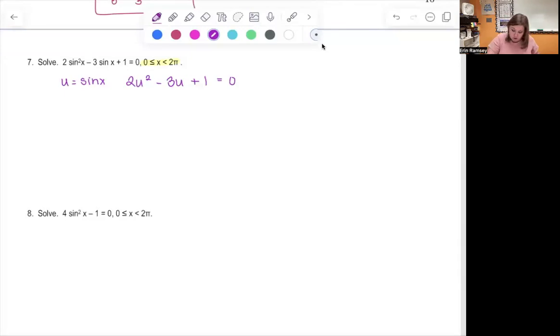So this one is also factorable. I'm going to get 2u and u. And then these both have to be either both positive 1 or both negative 1, because again, I'm trying to multiply to get positive 1 there at the end. So since my middle term is negative, that means both of these need to be a minus. Now solve those equations for u, and then see if you can replace with your trig function and see what you get.